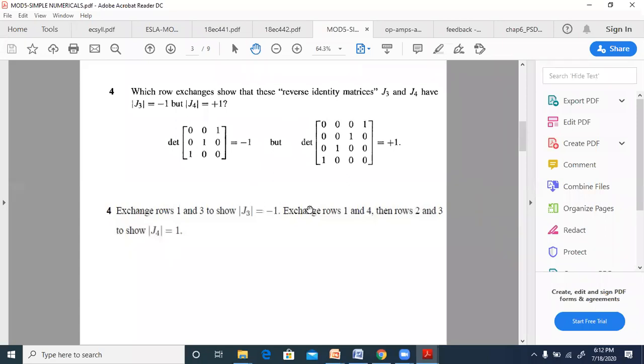Then we have exchanging rows 1 and 4, and then exchanging rows 2 and 3. Twice exchange will be minus into minus, which will give plus. Again, the determinant of that particular matrix after 2 exchanges will give you +1, so +1 into +1 will give you the value +1 only. That's why it is determinant of J4 equal to 1. That is what we have here. Is it clear? I hope it is clear.